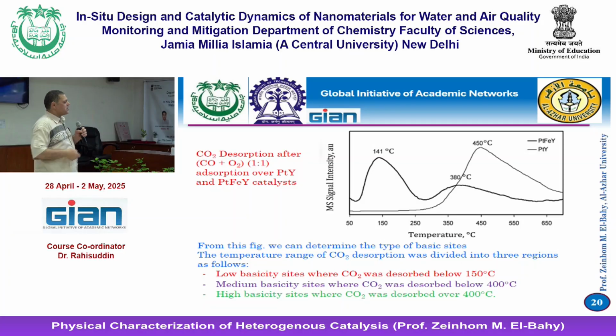So I checked the literature. I found that they classified it into three zones. The first one is low-strength sites, where CO2 desorbed below 150. This is CO2. If it's CO, it will be in another region. And this is medium sites, which are around 400, and high or very high strength sites, which are above 400. This means that this surface has basic sites. Of course, we didn't expect it, but they are basic sites.